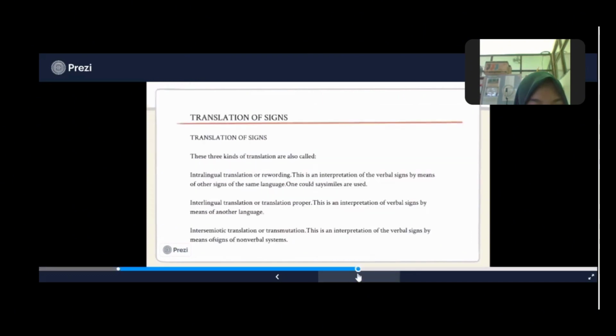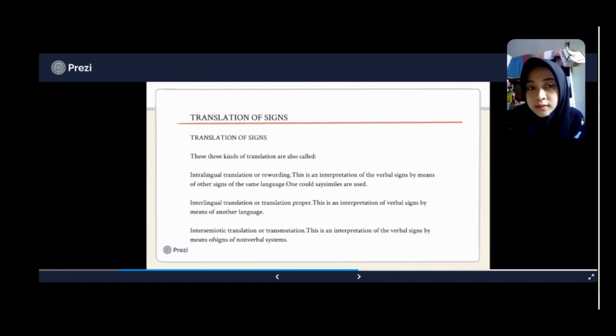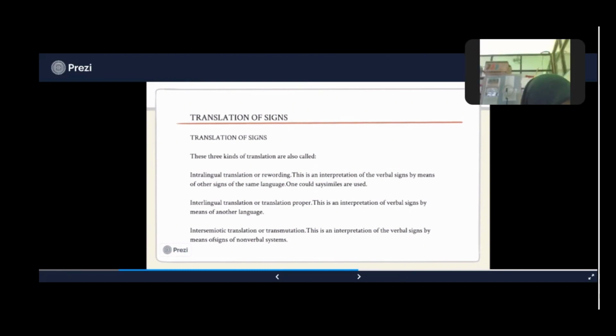Next is translation of signs. There are three kinds of translation. The first is intralingual translation, or rewording. This is an interpretation of the verbal signs by means of other signs of the same language. The second is interlingual translation, or translation proper. This is an interpretation of verbal signs by means of another language.